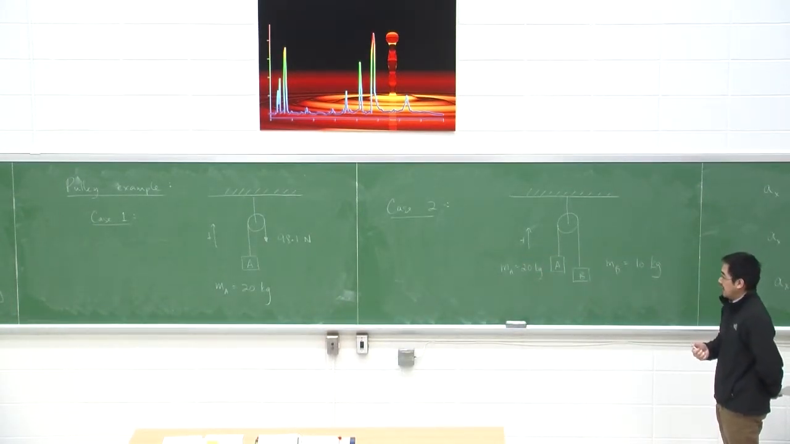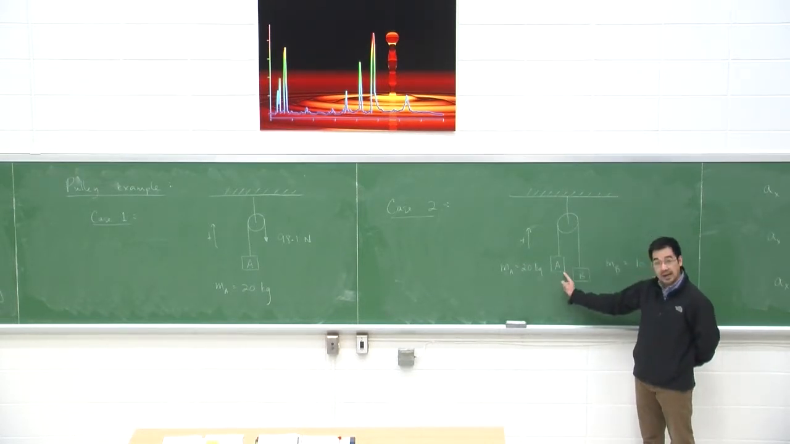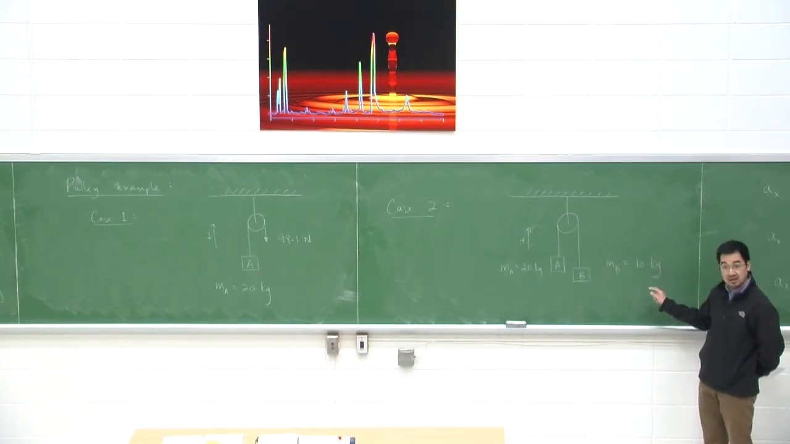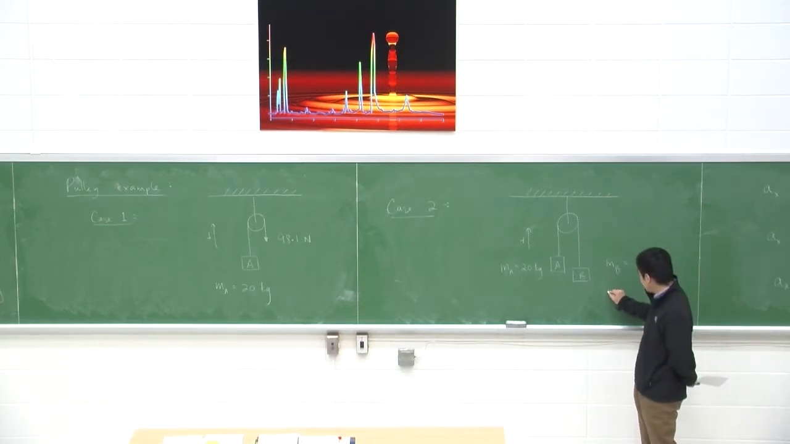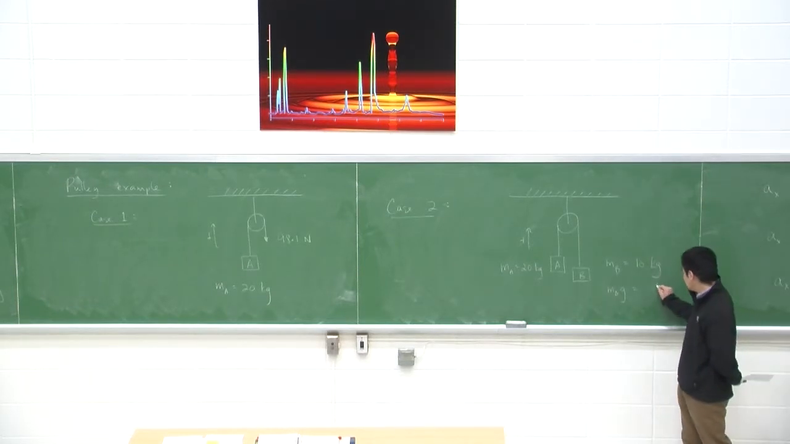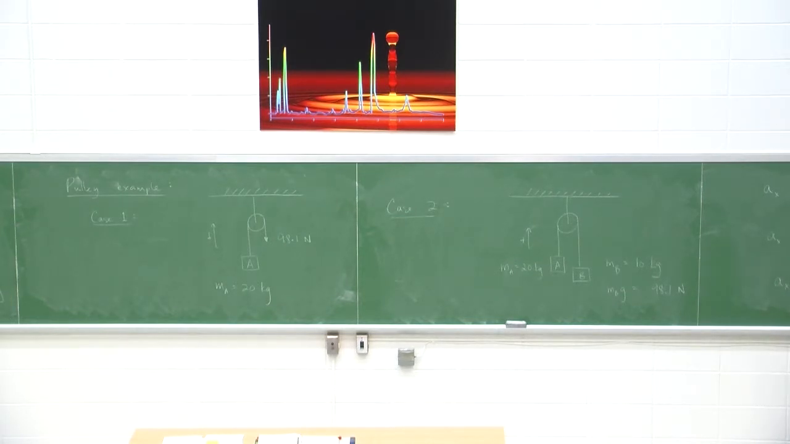And in case two, what you're told is it's not just one block; it's actually two blocks. It's a block A and a block B, and block B happens to have exactly a mass of 10 kilograms. And we all know that if mass B is 10 kilograms, then the weight of this block is 10 times 9.81, so it equates to 98.1 newtons. So the block is doing the job of the downward force in case one. And the question is, do these two cases have exactly the same acceleration for block A?